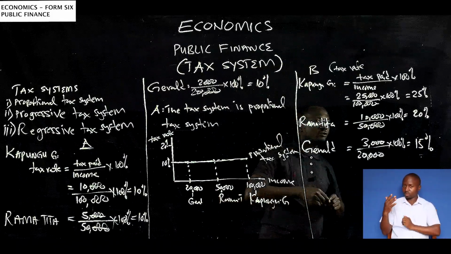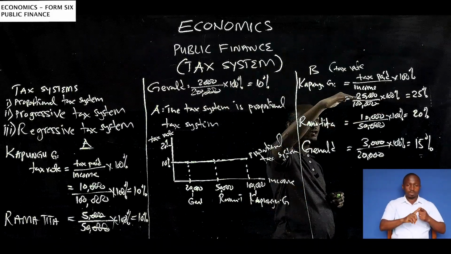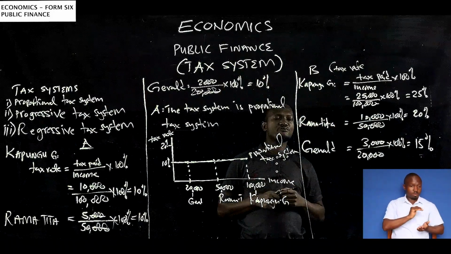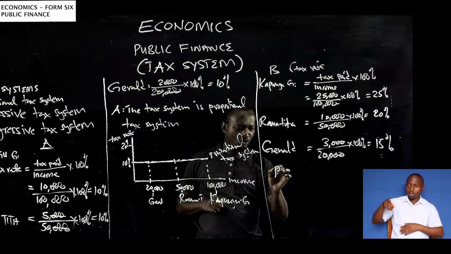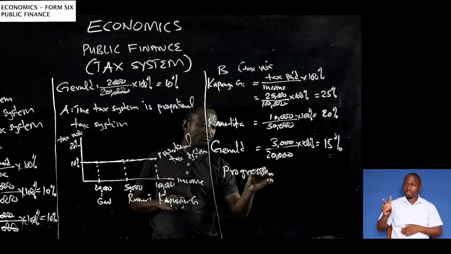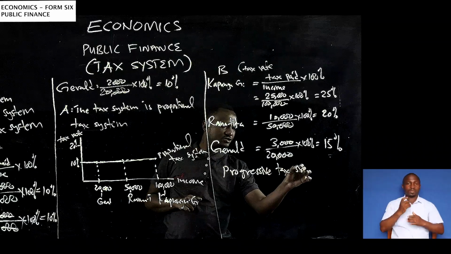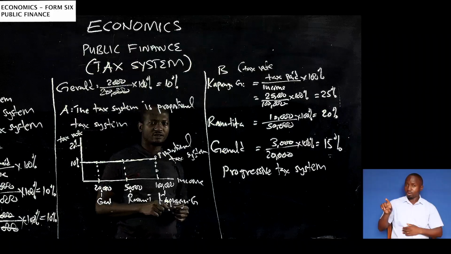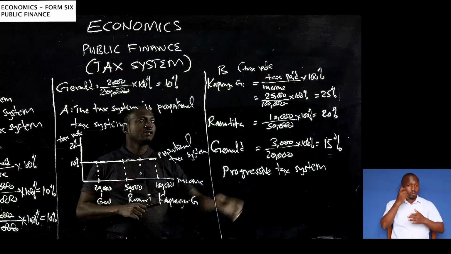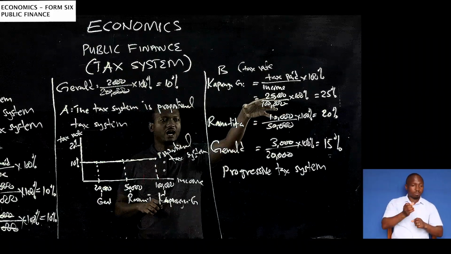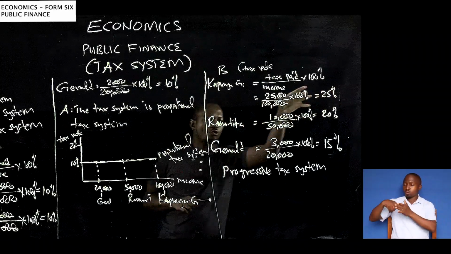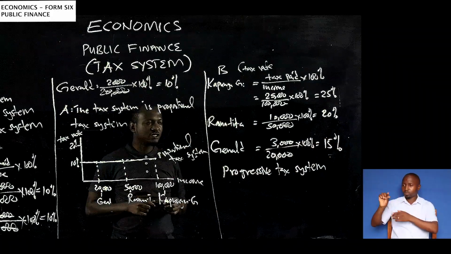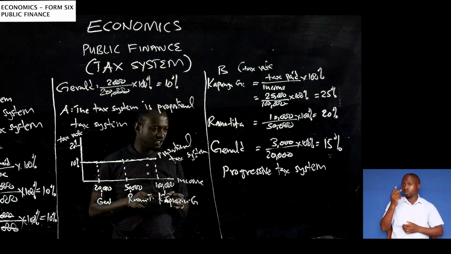So the tax rate we may see here is higher with high income, and low with low income. This is called progressive tax system. Progressive tax system is a tax system in which the higher income earners are imposed a high tax rate, while the low income earners are charged a low tax rate, as we have seen in our calculations.